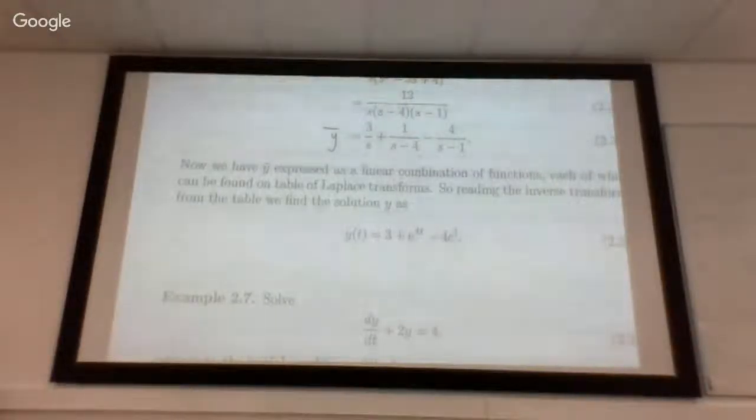So that's a good illustration of the various steps of the Laplace transform method. So let's do another example now. Put it down up here. We'll do this next example, which is suggested in the notes: dy/dt plus 2y equals 4. Okay, so this is example 2.7.